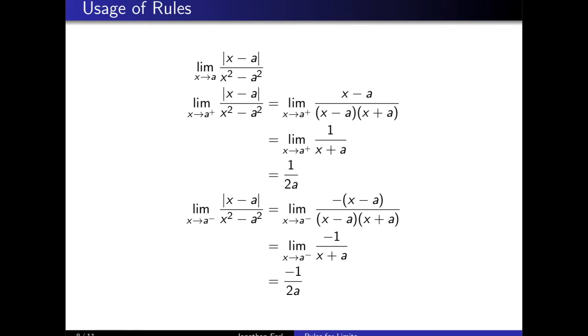Okay, for our next one. So for the next one, what we see here is that we're looking at the limit as x goes to a of the absolute value of x minus a, all divided by x squared minus a squared. So here what we need to do is split things up into looking at a left and a right limit.